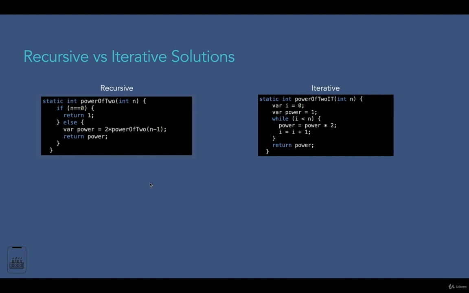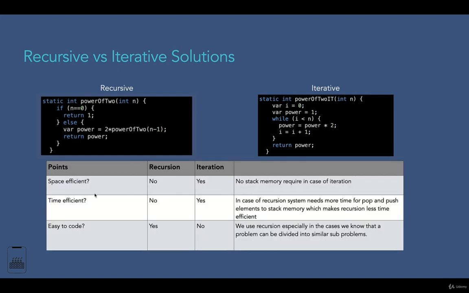We use recursion especially in cases where we know that a problem can be divided into subproblems. And when we deal with data structures like trees and graphs, the usage of recursion is more efficient. The table below describes the differences between recursion and iteration.